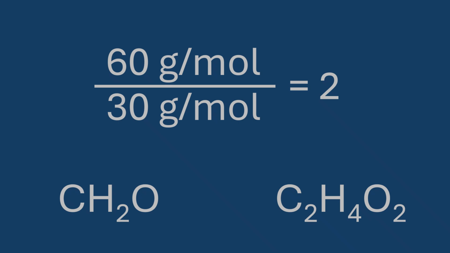This particular molecular formula happened to have a molar mass of 60 grams per mole, but know that there could be a molecular formula with a molar mass of 90 grams per mole, which would result in your tripling the subscripts in the empirical formula. And there's probably a molecular formula with a molar mass of 120 grams per mole, which would result in quadrupling the subscripts in the empirical formula, and so on.